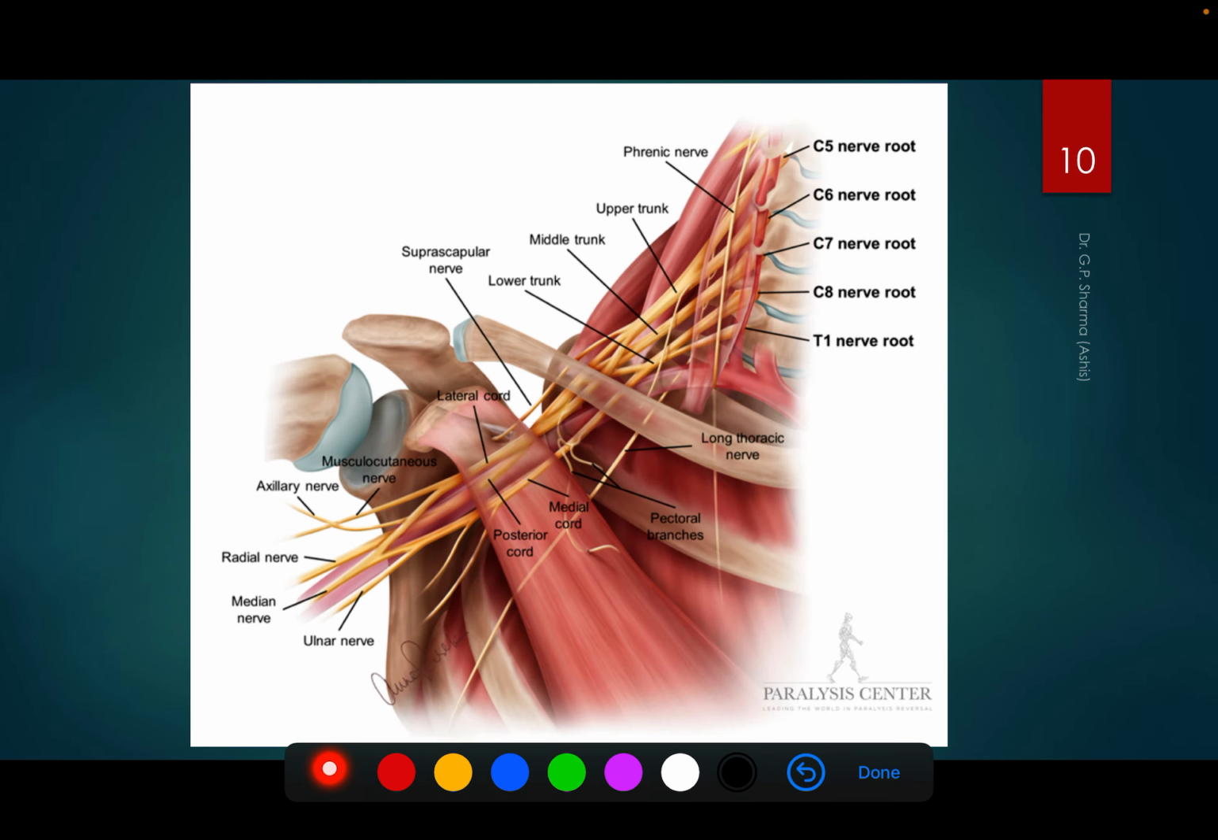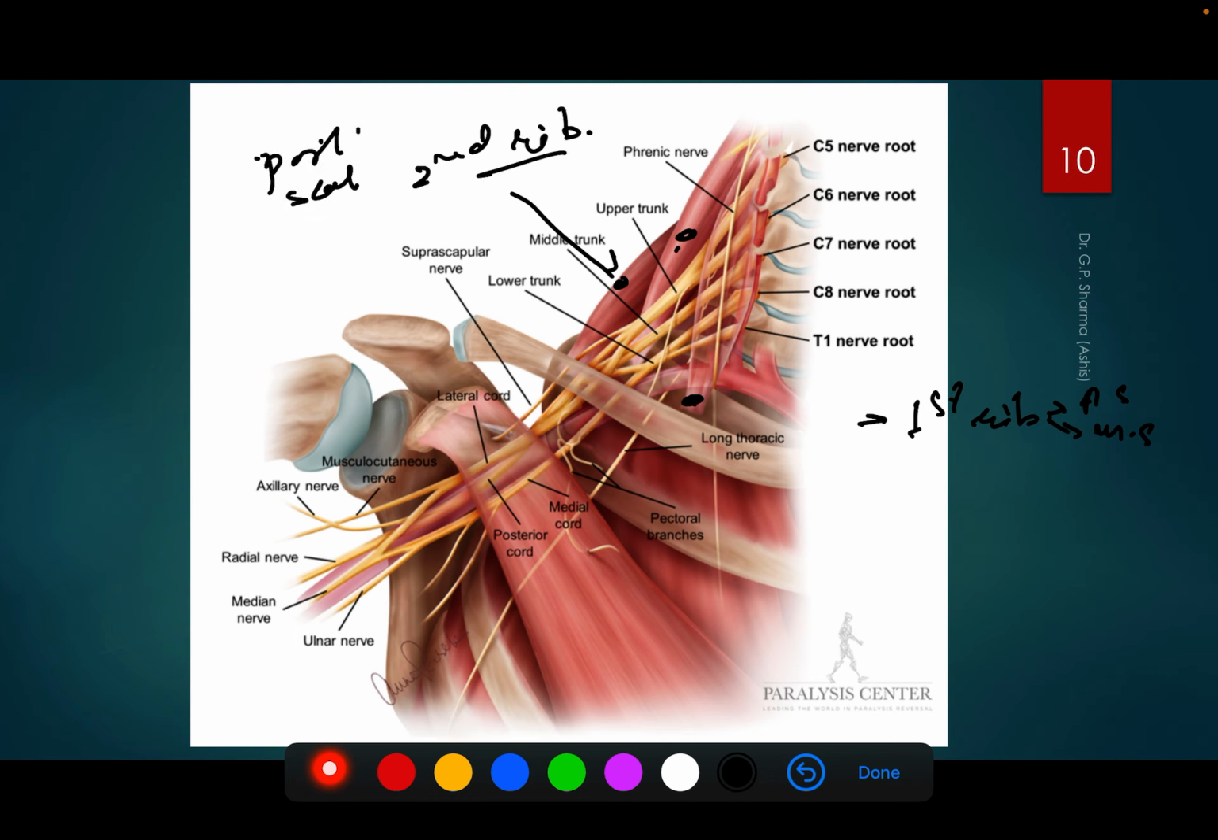Now let's go to the course of the brachial plexus. In the course of the brachial plexus, it's very easy to remember. Look at here, in the neck we have three muscles. This is my anterior scalene, middle scalene, posterior scalene, right? Anterior and middle scalene, they are coming from the first rib. And this is my posterior scalene muscle, which is coming from my second rib.